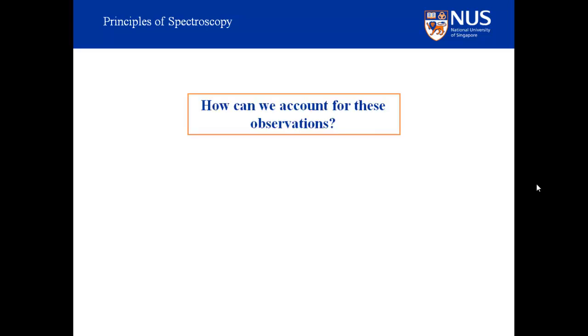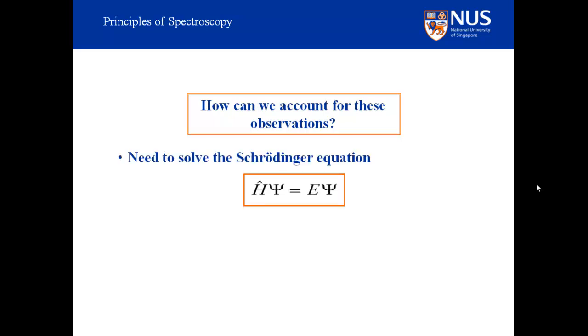How can we account for these observations? To account for these observations, we need to solve the Schrödinger equation. Fortunately, I do not go into any real detail about the solution, but I do want to guide you through how it is done. We will be concentrating on the solutions. To solve the Schrödinger equation, we need the Hamiltonian for a rotating system.